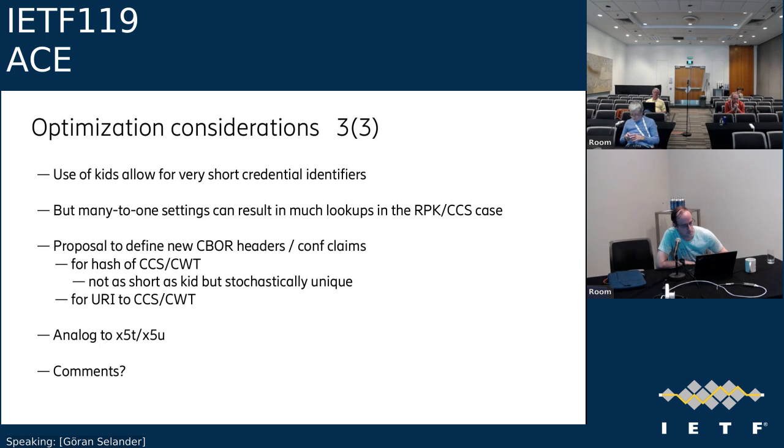So that's our proposal here, that maybe this should be the document where we register the COSE CBOR header parameters, and also the confirmation claims, which we can then use in CBOR web tokens, for hash of CCS. At the same time, you start thinking about X5T, which is a hash of an X.509 certificate. Then you'd like to do the same for CWT and also for URIs. Any comments on that? I hear none. So that's at least the proposal.